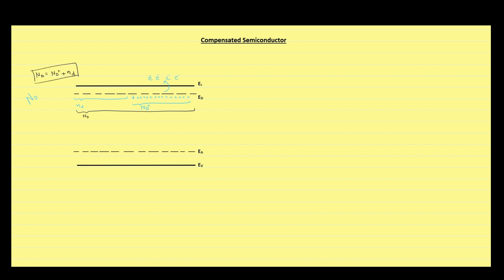The same can be done for the acceptor energy level. A few of the electrons from the valence band will excite to the acceptor energy level, leaving holes in the valence band. The concentration of ionized acceptor atoms can be represented by Na-, and the unionized acceptor impurity concentration can be represented as Pa, which in other words is the concentration of holes present at the acceptor energy level, and the total concentration will be Na. Na is equal to Na negative plus Pa.